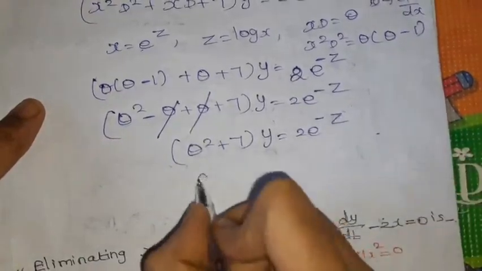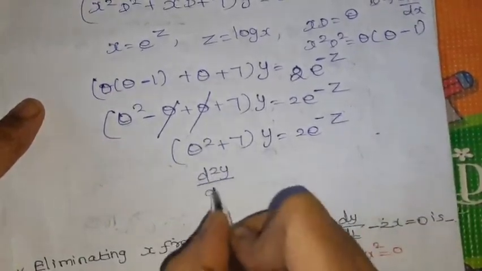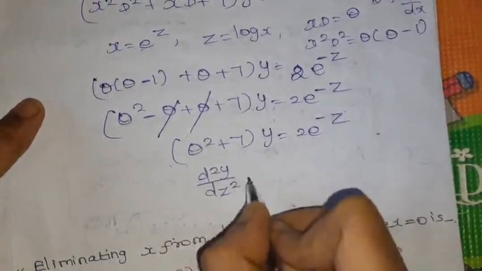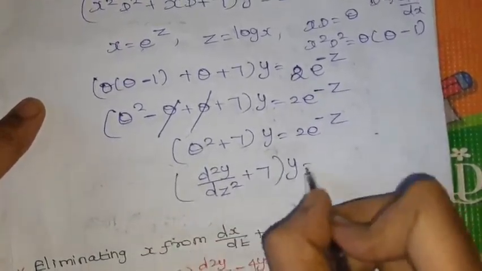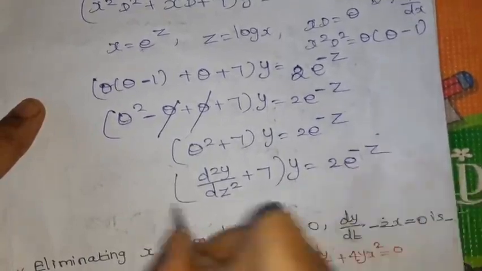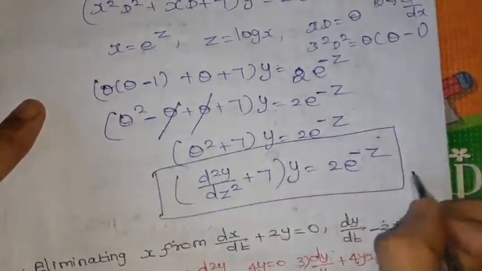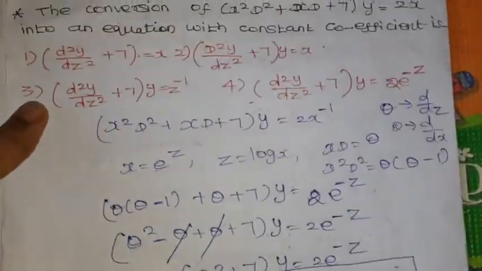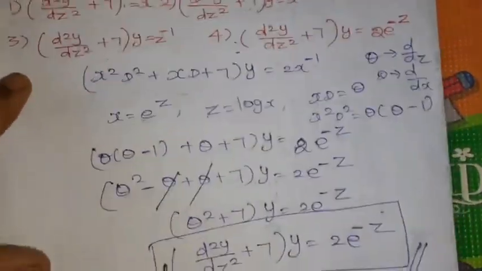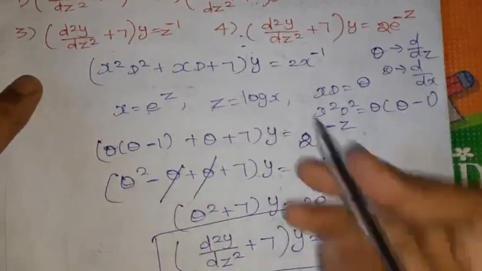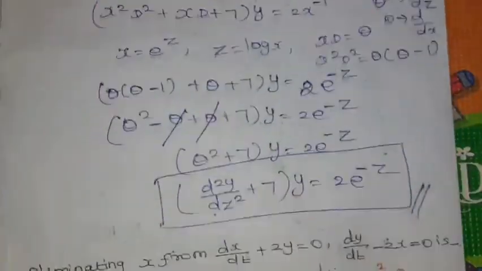So we know that theta squared y is d squared y by dz squared, so d squared y by dz squared plus 7y, or 7 into y in common, equals 2e power minus z. So this is the conversion. Option 4 is the right option: d squared y by dz squared plus 7 into y equals 2e power minus z.